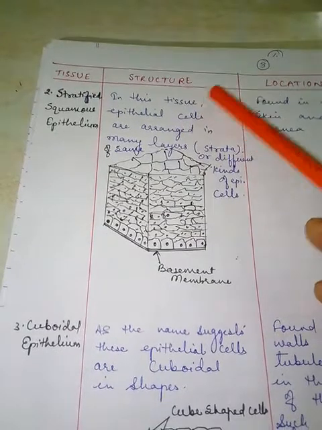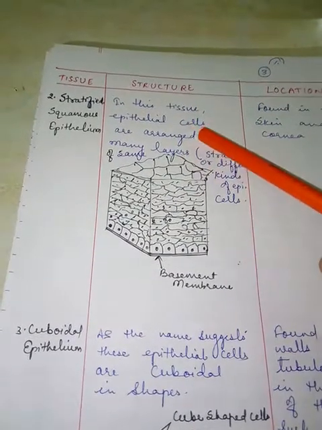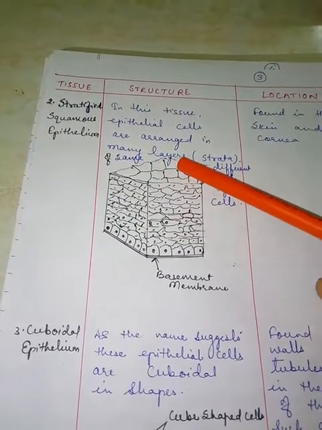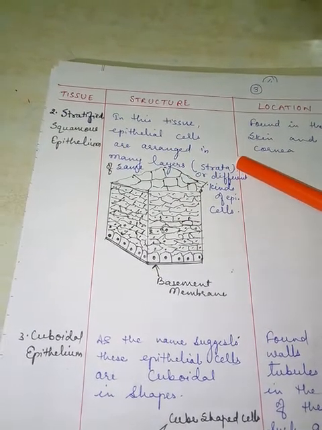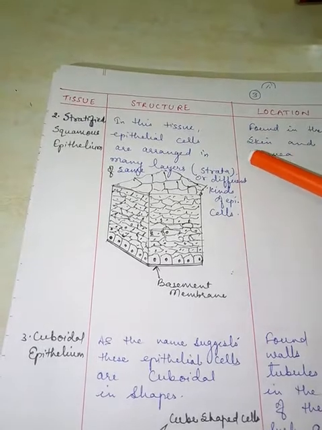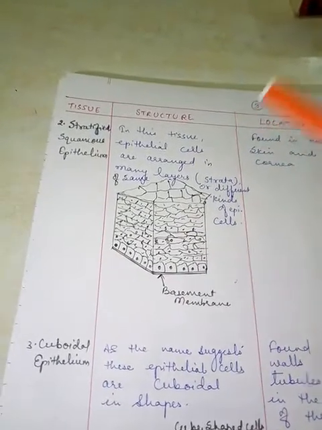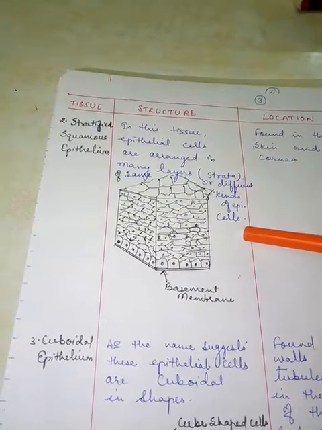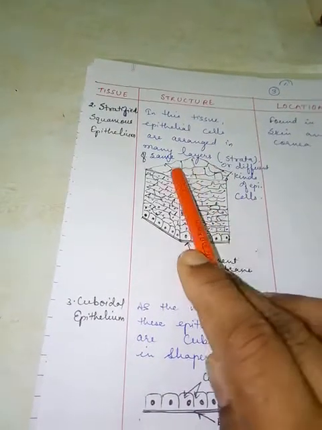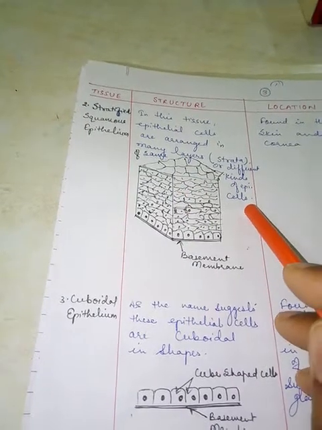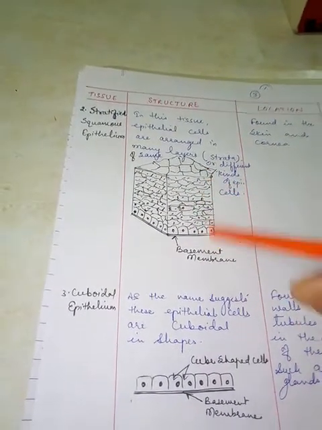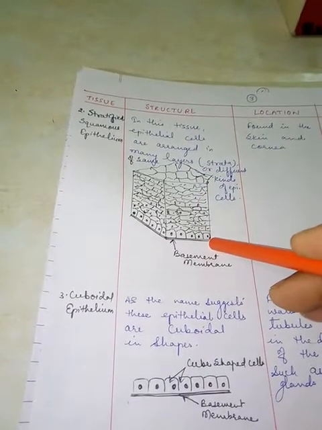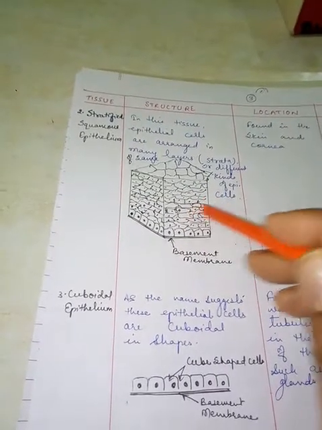So, come to its structure. In this tissue, epithelial cells are arranged in many layers, and that is called strata, isn't it? The layers of the same or different kinds of epithelial tissue means either the layers will be made up of the same kind of cells, the same kind of epithelial tissue, or they can be of different kinds of epithelial tissue.